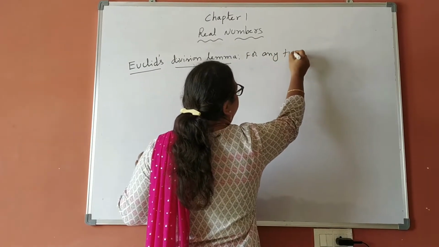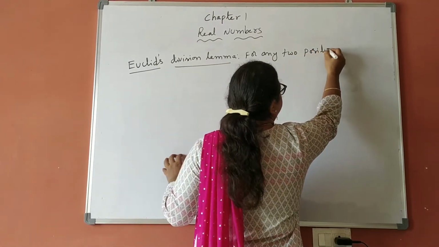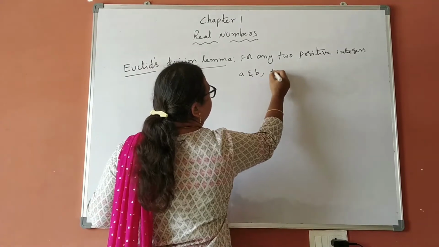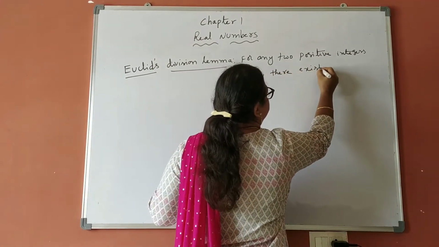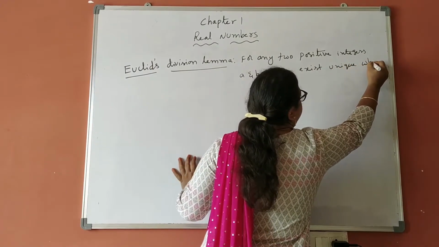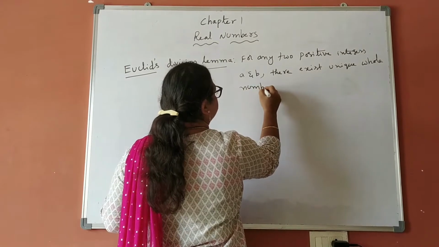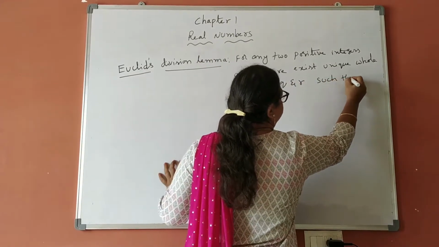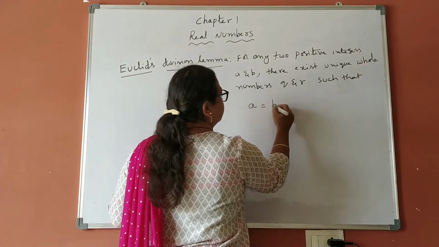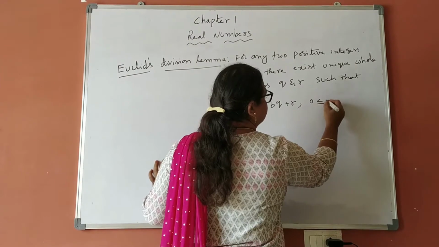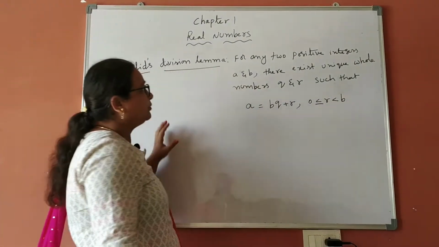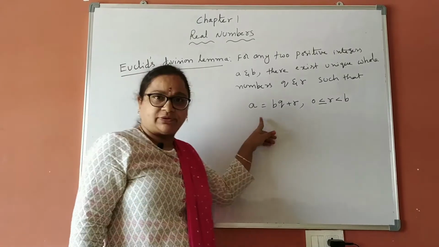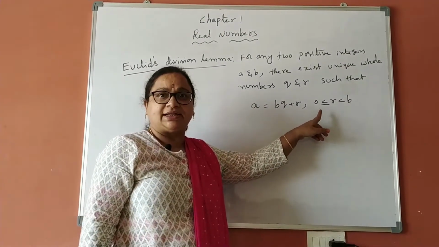For any two positive integers A and B, there exist unique whole numbers Q and R such that A is equal to BQ plus R, where 0 less than or equal to R less than B. This is Euclid's division lemma.